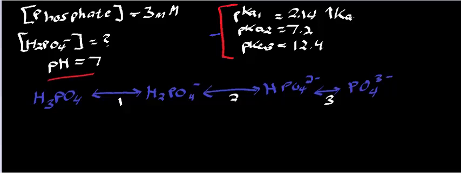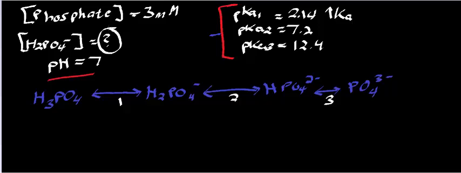So, how do we know this is a Henderson-Hasselbalch problem? Typically you know it's a Henderson-Hasselbalch problem when they give you the pH and a set of pKa's. Now, they ask us to find the concentration of diprotic phosphate, and they tell us that the total phosphate concentration in solution is 3 millimolar.